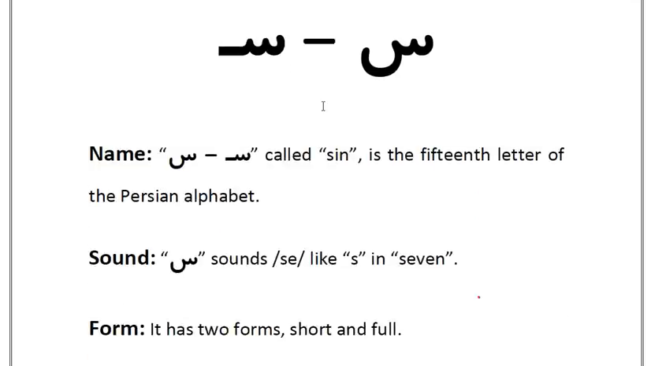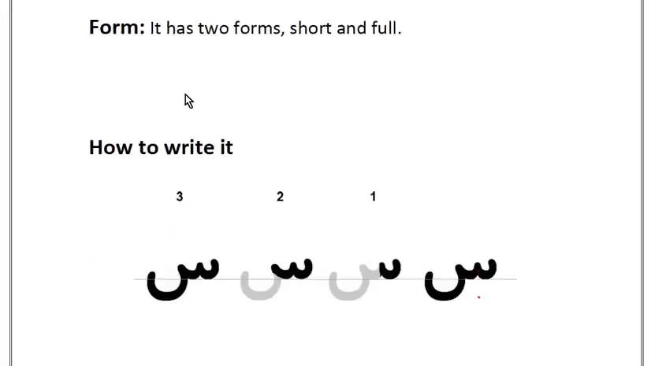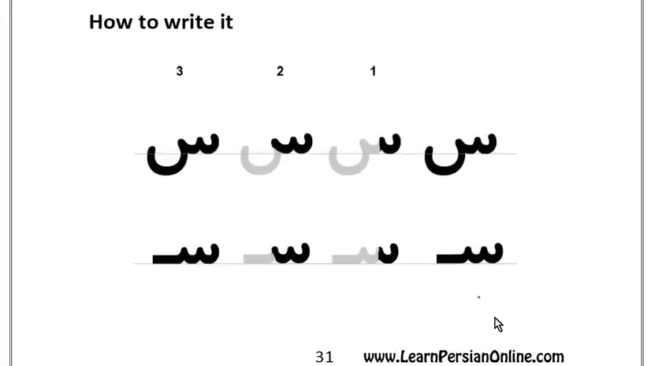The next letter is sin. Sin is a very common letter in Persian, and it has two forms, and it sounds just like S in English, se. Sin is the name. It has two forms. This is a full form, and that one is a short form. Full form comes at the end of the word, and short form comes in the beginning or in the middle of words. So you can see how we write sin. I try to write it for you. The full form, we write it this way. That is sin, or for short, we write it this way.